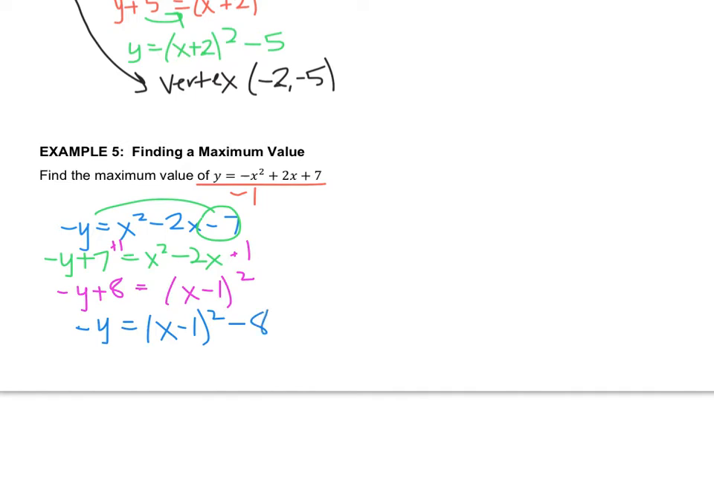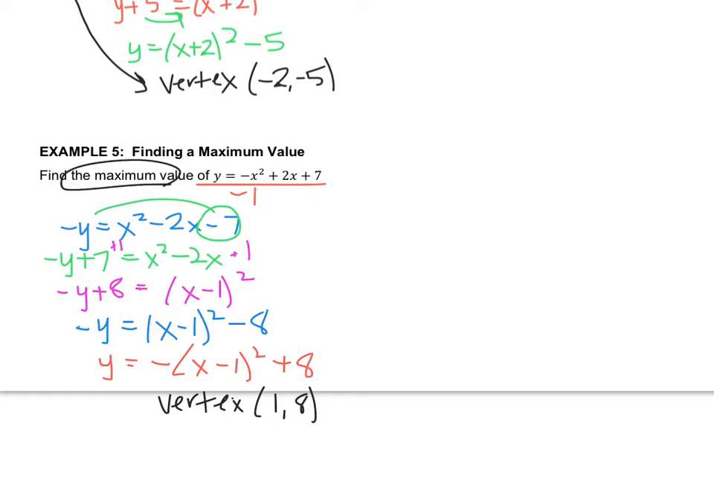And then you have to undo that negative sign that you put over there. So everything changes signs. You get y equals negative x minus 1 squared plus 8. So the vertex, if you're still with me, is at 1, 8. It's a downward parabola because it's negative. So if we want to find the maximum value, we would say the maximum is 8.